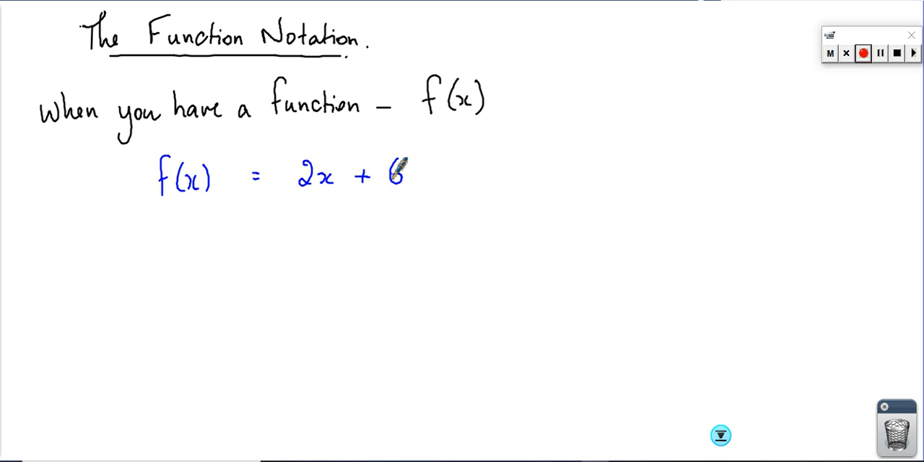So let's see what we have here, okay, because this is very important. So what do we have here? The fact that it is f(x), we know that now that is the function. 2x plus 6 describes the process. So here we have the process. Here we have the input.